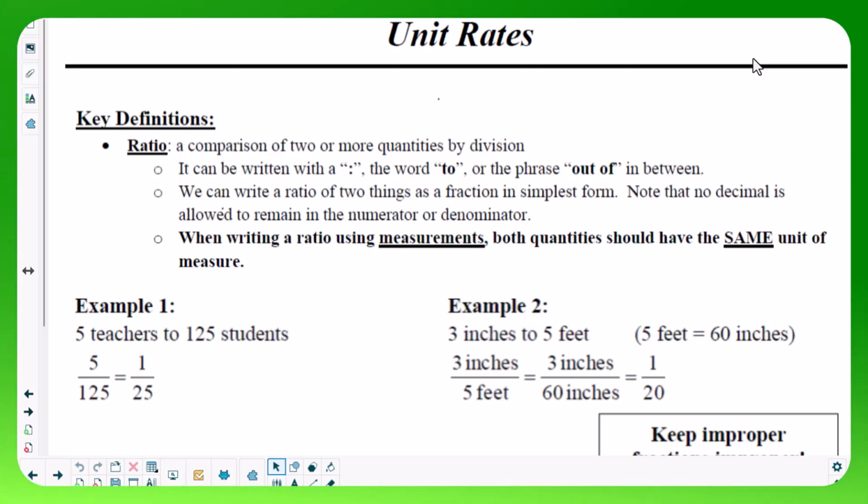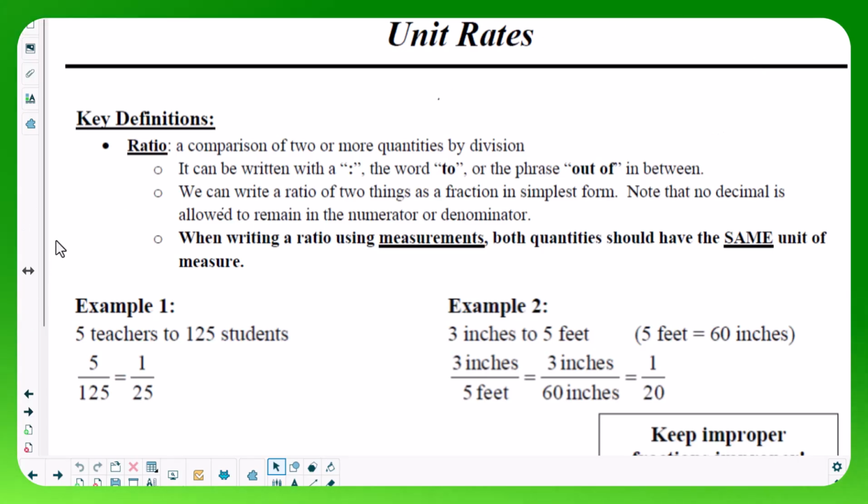We can write a ratio of two things as a fraction in simplest form. Note that no decimal is allowed to remain in the numerator or denominator when it is in simplest form. And we'll see a few examples where we need to deal with that. And that's where it's going to be really important to see how to use your calculator. When writing a ratio using measurements, we want both quantities to have the same unit of measure. So we're going to come across some problems where we may need to convert some units of measure.